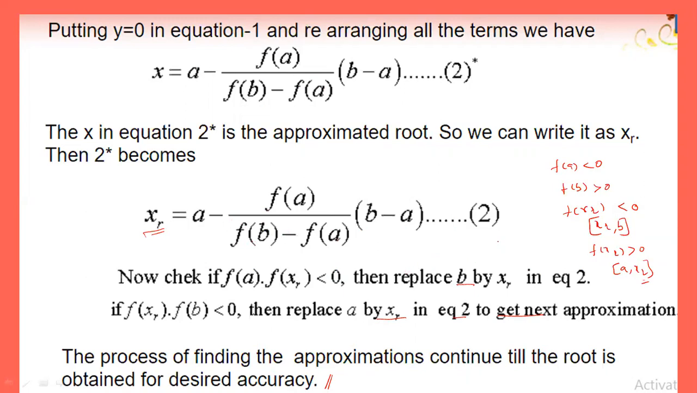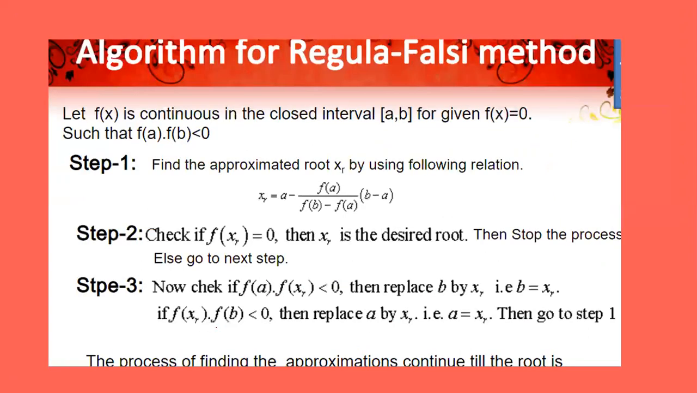This is the same as the secant method, but the only thing is that the chosen interval should always be such that for one value f is less than 0 and for the other value f is greater than 0. This should be satisfied. Next, I'm explaining one example.